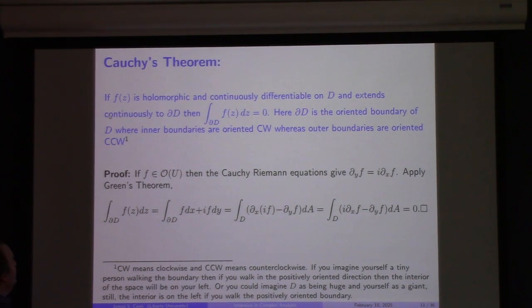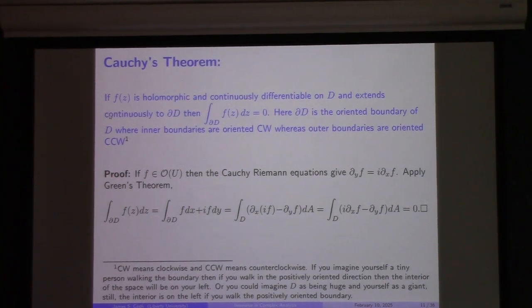But anyway, so Cauchy's theorem. Now we get to something that's a little bit weirder. If f of z is holomorphic and continuously differentiable on D and extends continuously to the boundary of D, then the complex integral around that boundary is 0. So here the boundary of D is the oriented boundary of D, where inner boundaries are oriented clockwise and outer boundaries are oriented counterclockwise as per usual.